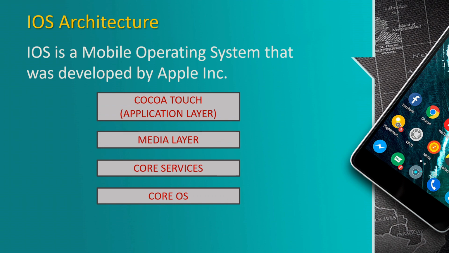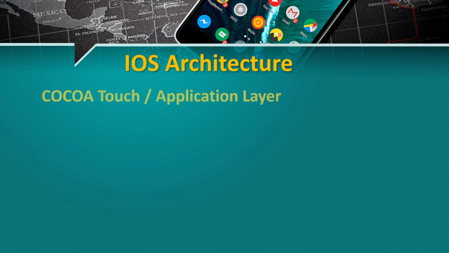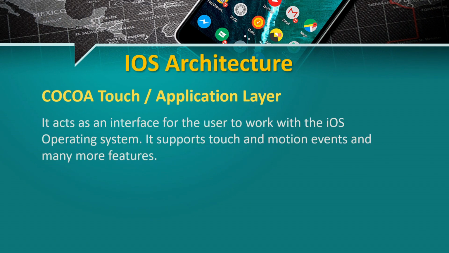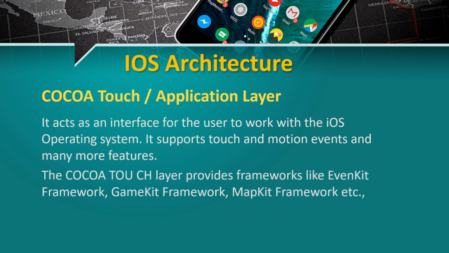The first layer is Cocoa Touch. It is the topmost layer. It acts as an interface for the users to work with the iOS operating system. We can also call it the application layer. All the apps which we use are present in this layer. It supports touch and motion events and many more features.